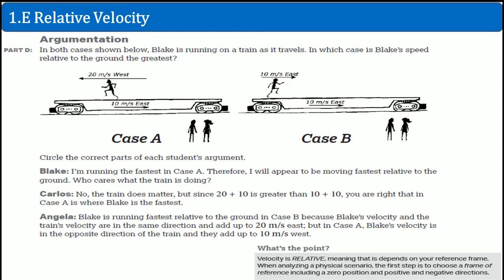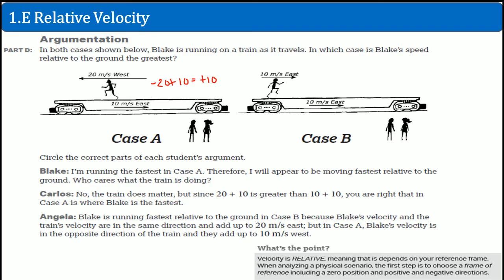So here, the first scenario. In both cases shown below, Blake is running on the train as it travels. In which case is Blake's speed relative to the ground the greatest? Is he running 20 meters per second west, and the train is going 10 east? So mathematically, we could do that if we want really quick.